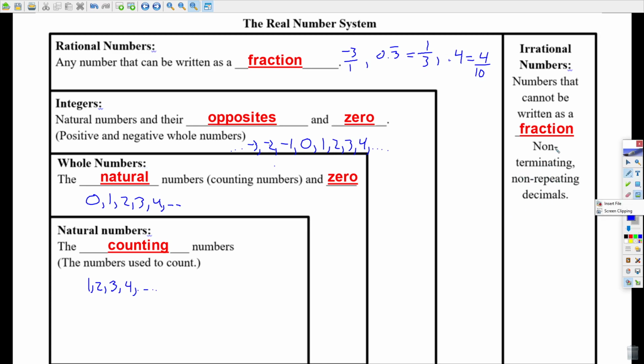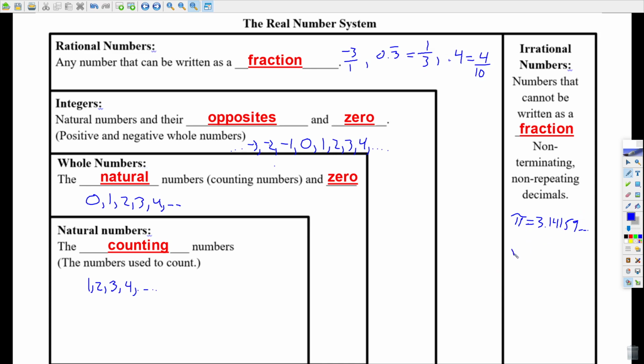There's not many of these, and it's hard to think of these examples. One example would be pi. Have you ever heard what pi was? That's the number 3.14159, and it goes on forever. Let's go ahead and write some of those out, which is 3.14159 dot, dot, dot. It goes on forever, and it never repeats in a pattern.